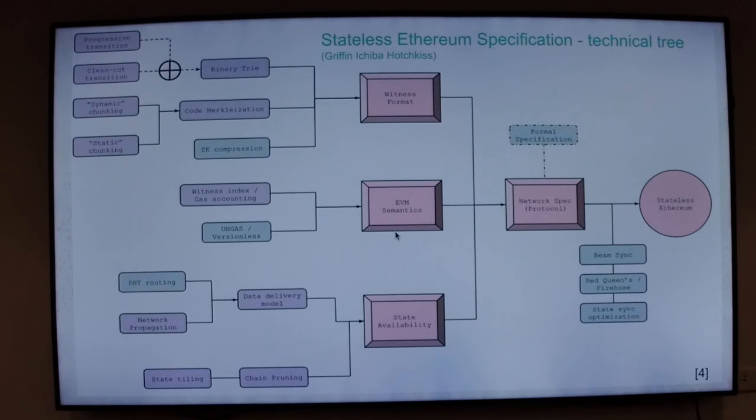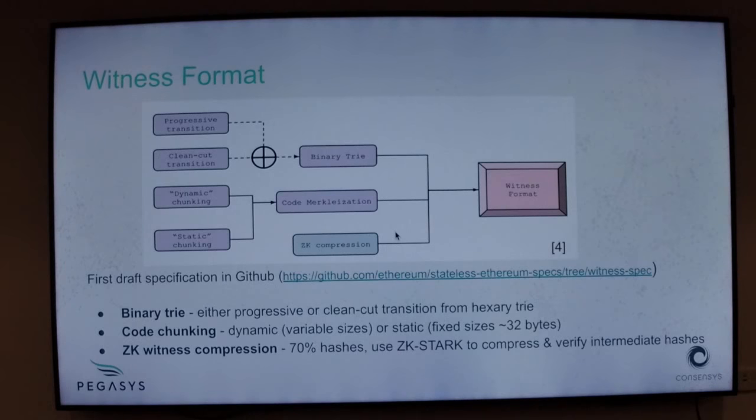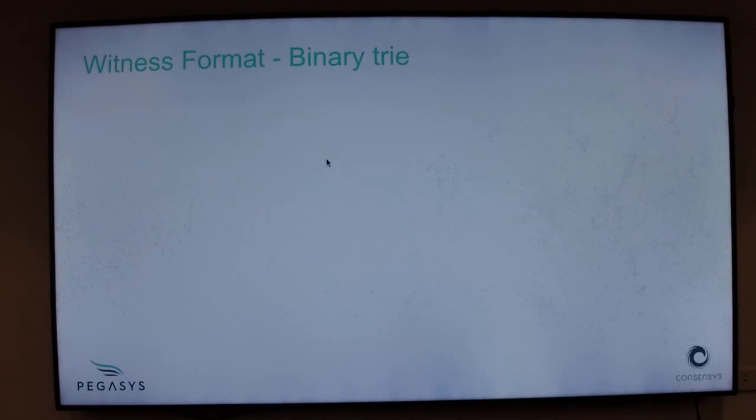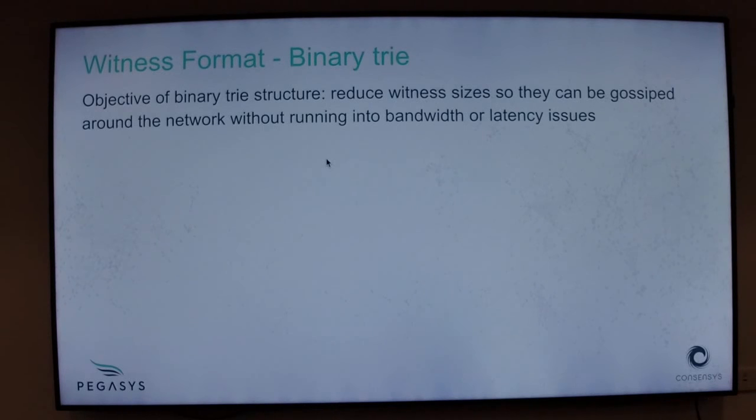So I'm going to break it down into little bits, so we will dig in a little deeper into each of these. With the witness format, you can see we will either do a progressive transition or a clean-cut transition from a hexary tree to a binary tree. The whole idea of this binary tree is to reduce the witness sizes so they can be gossiped around the network without running into bandwidth or latency issues.